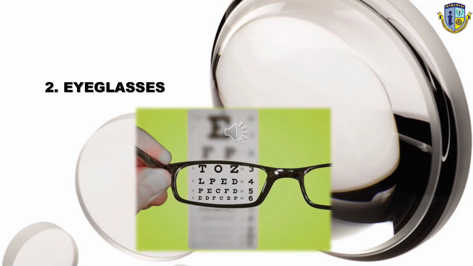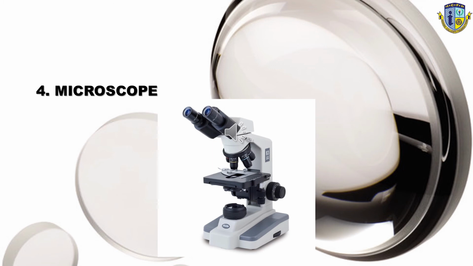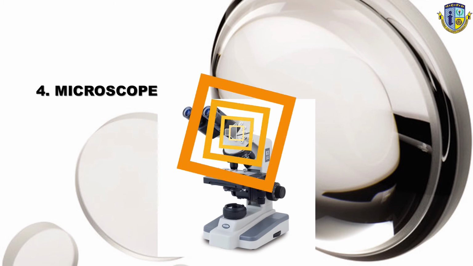Eyeglasses are the most common form of eyewear, used to correct or improve many types of vision problems. A camera is an optical instrument used to capture an image. A microscope is an instrument used to magnify small objects.